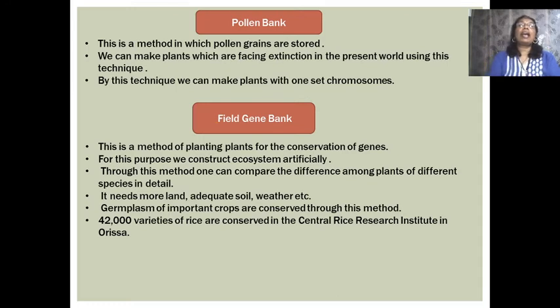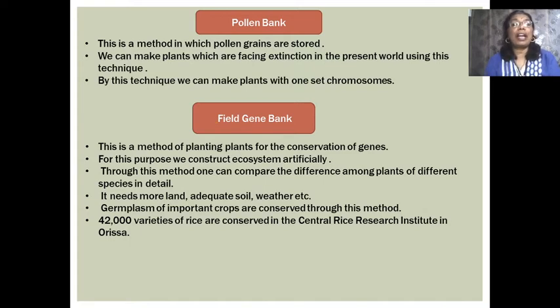Then pollen bank, a method in which pollen grains are stored. Using this technique, we can regenerate plants which are facing extinction in the present world. By this technique, we can also make plants with one set of chromosomes.